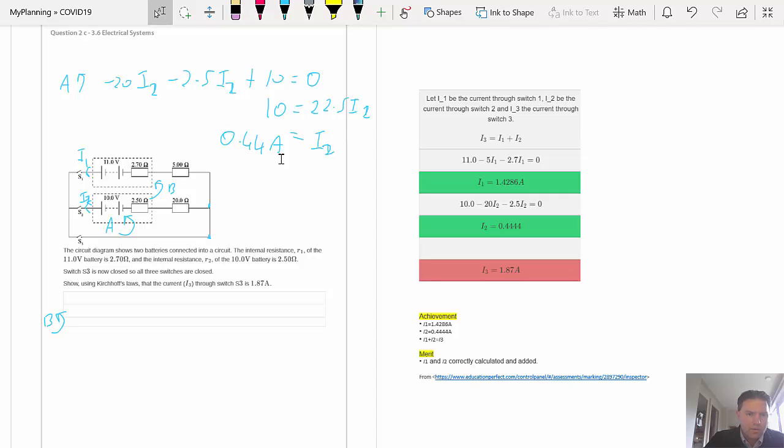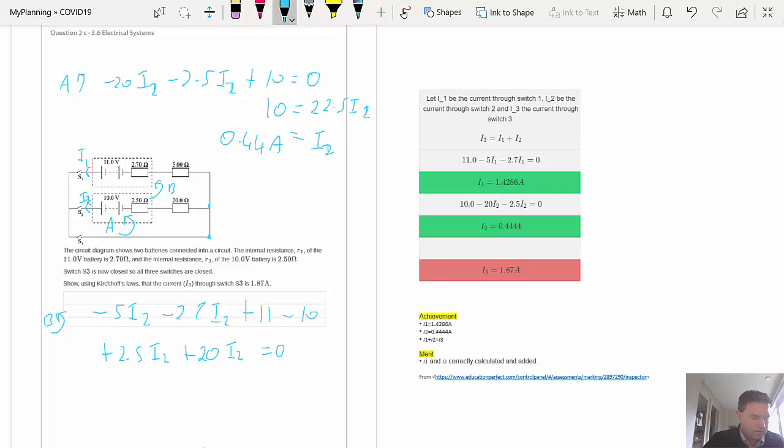I'm going to start here, and I'm going to go with the current, so I'm going to go minus 5 I2 minus 2.7 I2. I'm going from little to big, plus 11. Now I'm coming back around. I'm going from big to little, so minus 10. I'm going against the current, so plus 2.5, and it's I2 this time. I'm going against the current, plus 20 I2, and that equals 0.